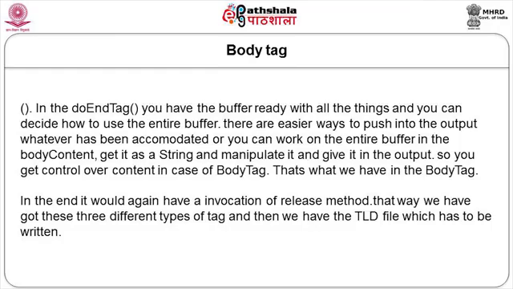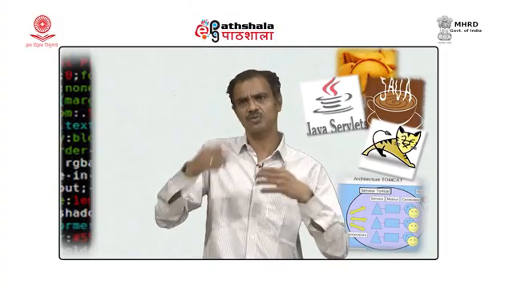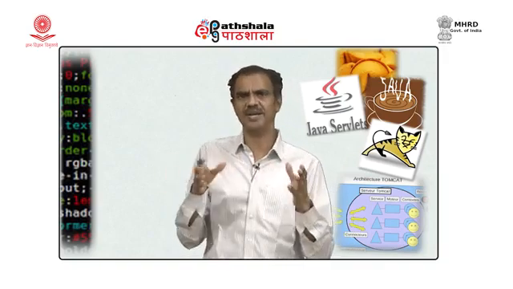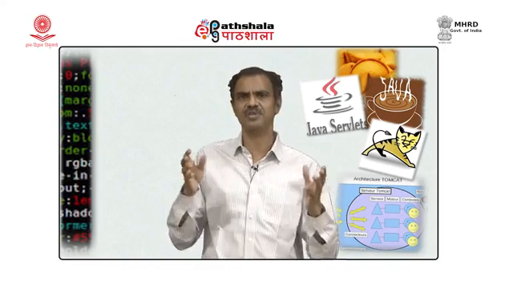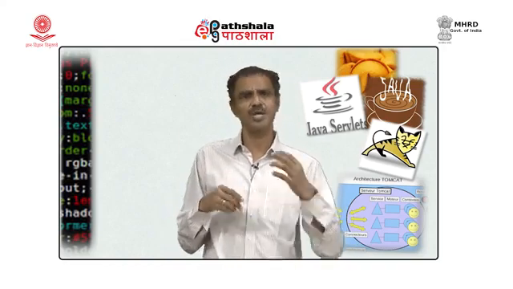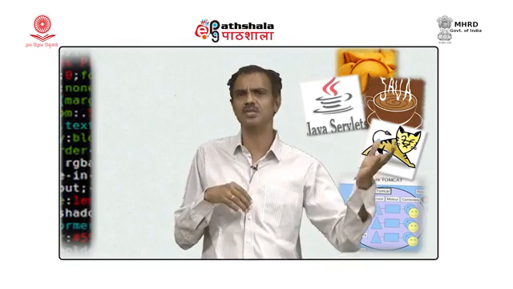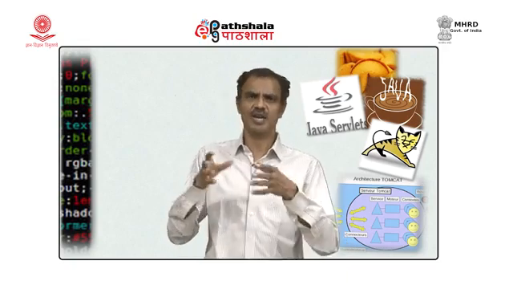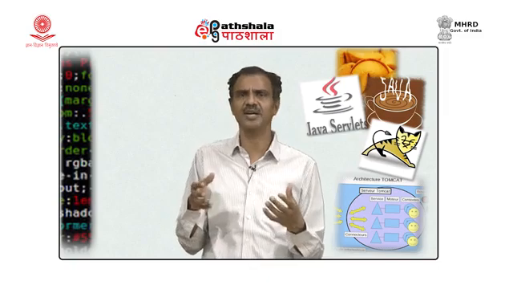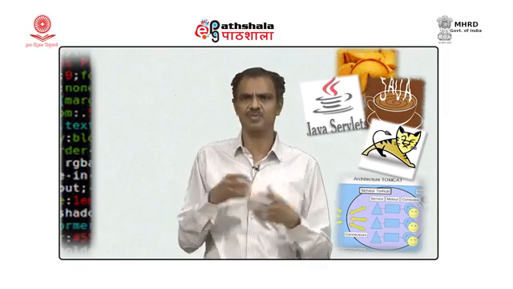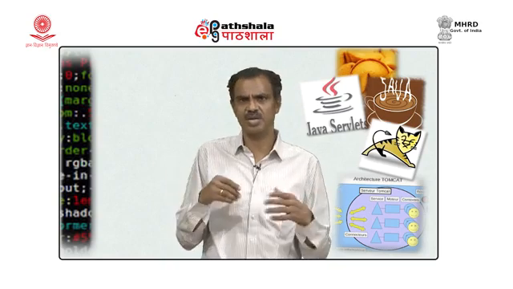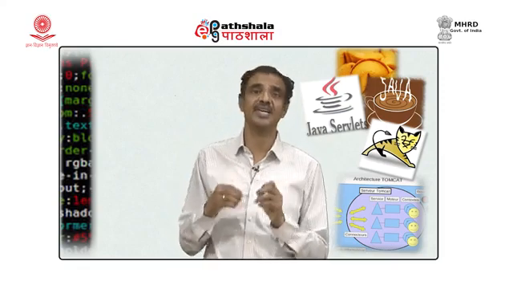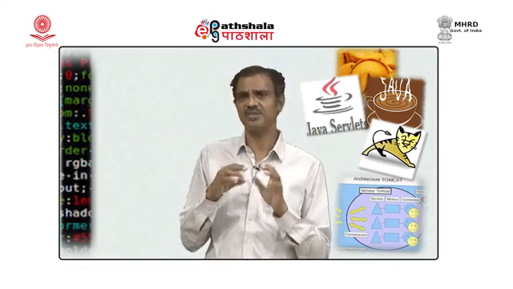So, in the doEndTag, maybe you have the buffer ready with all the things, with so many iterations being done, and then you can decide how you would like to use the entire buffer which has been created. There are easier ways to push whatever has been accumulated into the output, or you can work over the entire buffer which is in the body content, get it as a string, do whatever you like, manipulate it, and then maybe give it in the output on your own. Fine. So, you get control over the content in case of a body tag. That is what we have in the body tag.